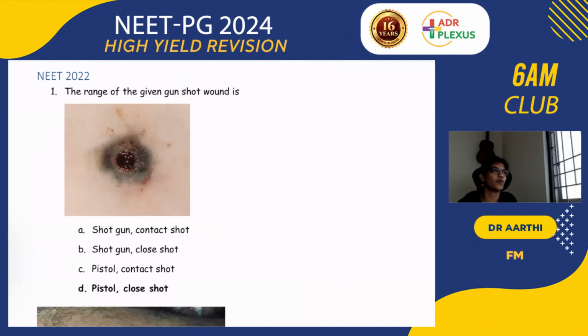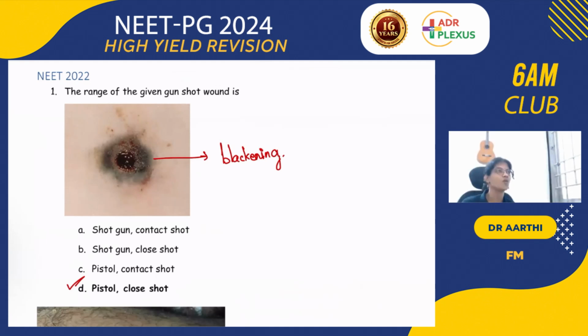NEET 2022. The range of shotgun injury. You are able to see blackening. This is what you are seeing: blackening. This is seen in close contact, right? It's seen in close shots. Okay, so let's see it.